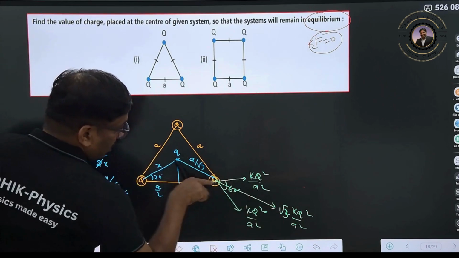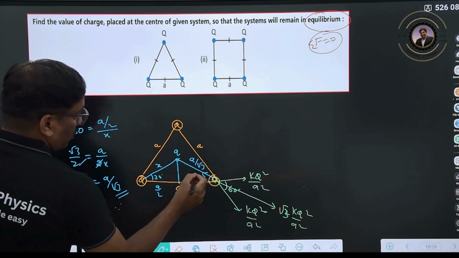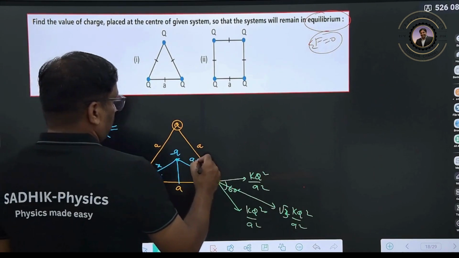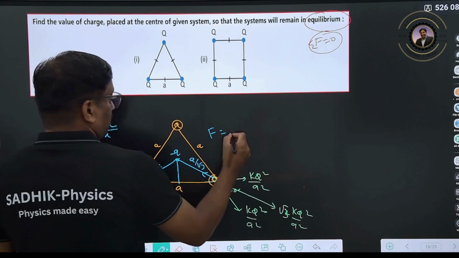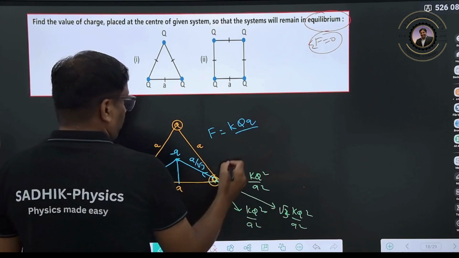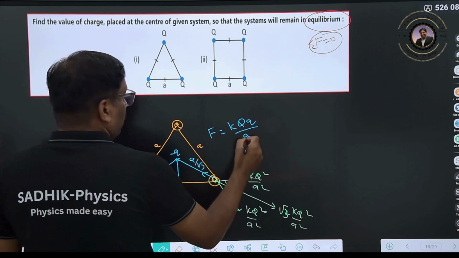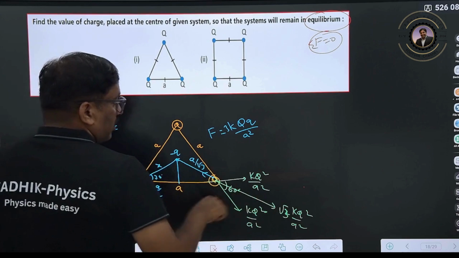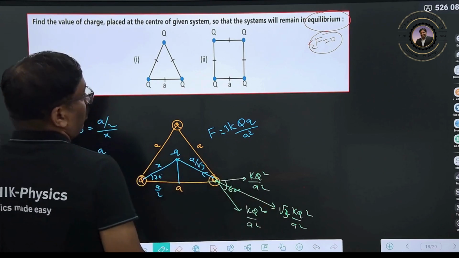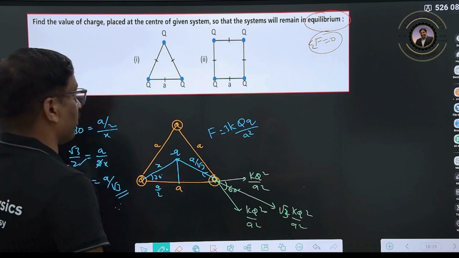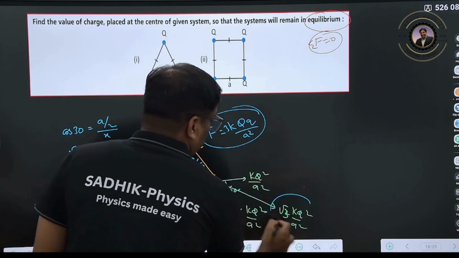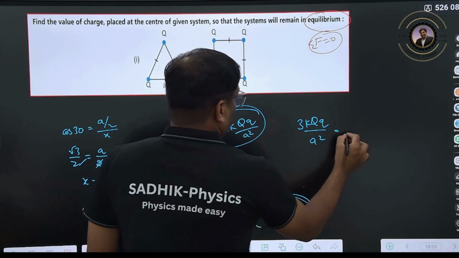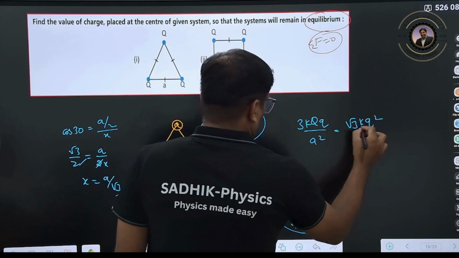Since there is repulsion, this should be experiencing force toward this side, so compulsorily this charge should be negative. Clear? So what is this force now? Force toward this side is K into Q by A by root 3 whole square, so A square by 3. So this is your force and this is your resultant force. If both are equal, then only the net force will become 0 and it will be under equilibrium. So these two forces should be equal, that means 3kqQ by A square is equal to root 3 kq square by A square.